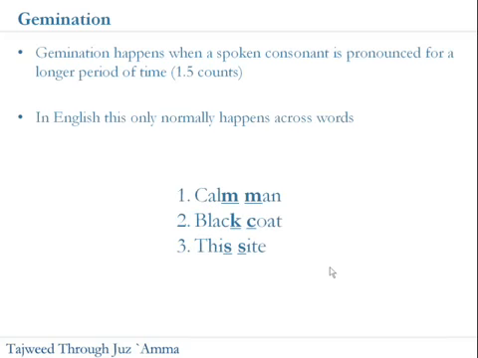So in English we've got 3 examples here. We've got calm man, black coat, this sight. Now what happens here in English is that the last letter in the first word merges with the first letter of the second word. If we take the third example, it's very clear. It's this sight, and you'll notice that when you say it, you hold the S slightly longer, and you've effectively made it one S. And this is the same sort of principle we're going to use in Arabic.